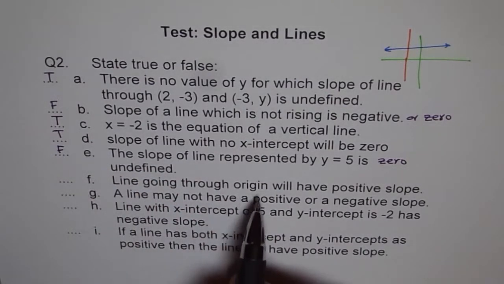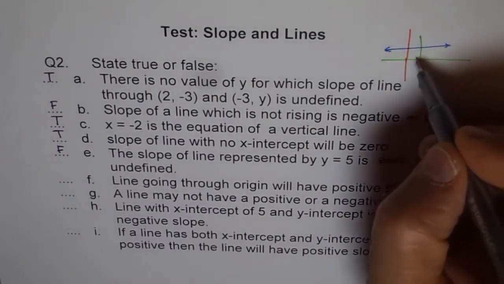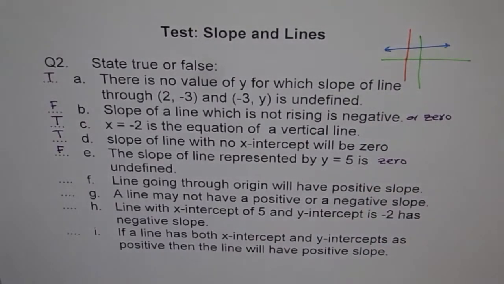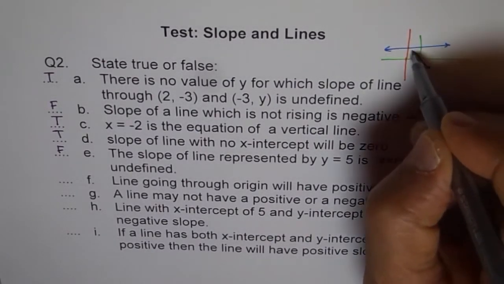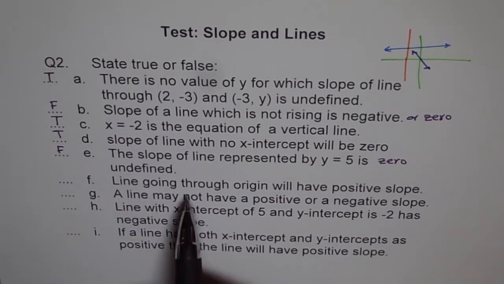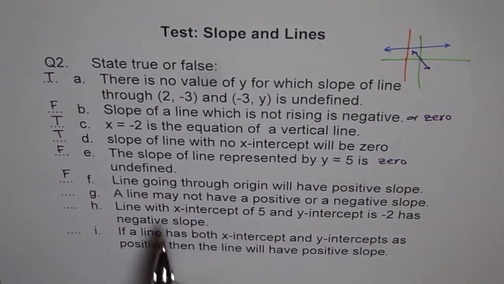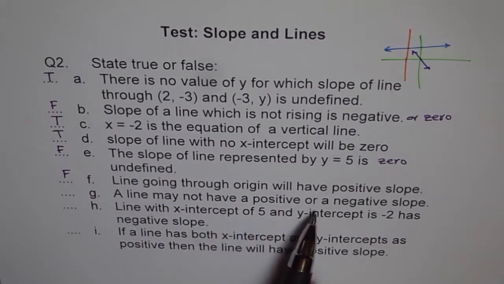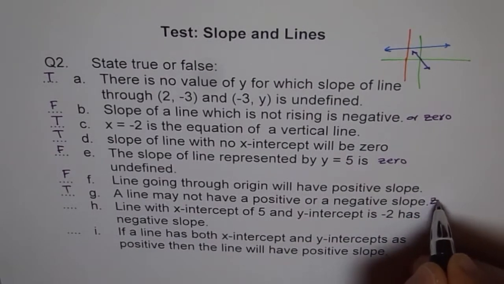F. A line going through the origin will have positive slope. That is incorrect, because I can draw a line going through the origin, but it could be like this, right? It is going through the origin. How about this line? It's got negative slope, right? Even the x-axis goes through the origin. So this is false. G. A line may not have a positive or a negative slope. That's true. It could have 0 slope, right?